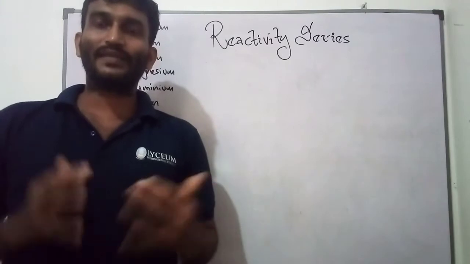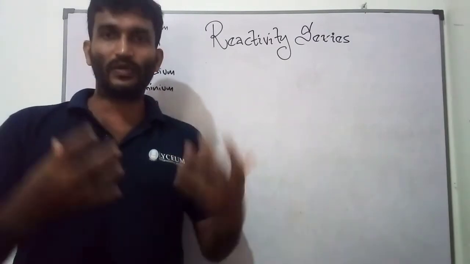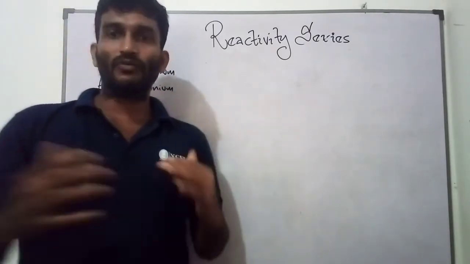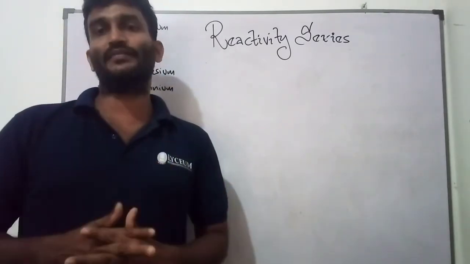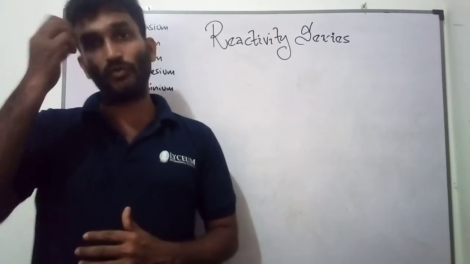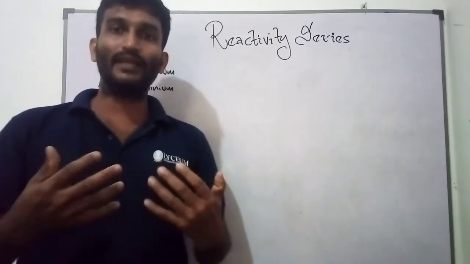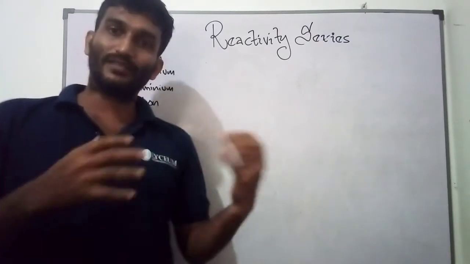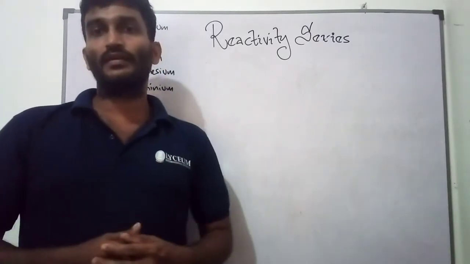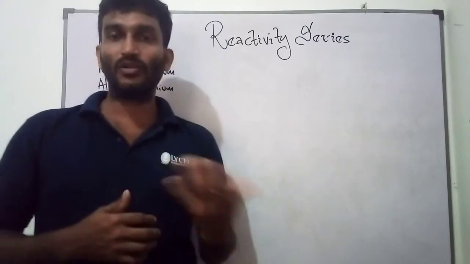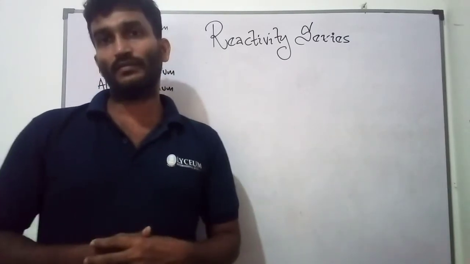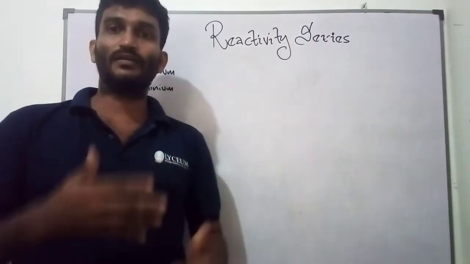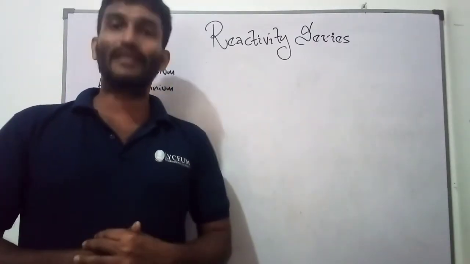Now in the reactivity series we arrange all the metals according to their reactivity. You know that different metals have different reactivities. Say, for example, if I take group 1 metals, they react violently with water, acid and also with air. But some transition metals react slowly, sometimes slower than group 1 metals, right? So the reactivity series is the arrangement of these metals according to their reactivity.